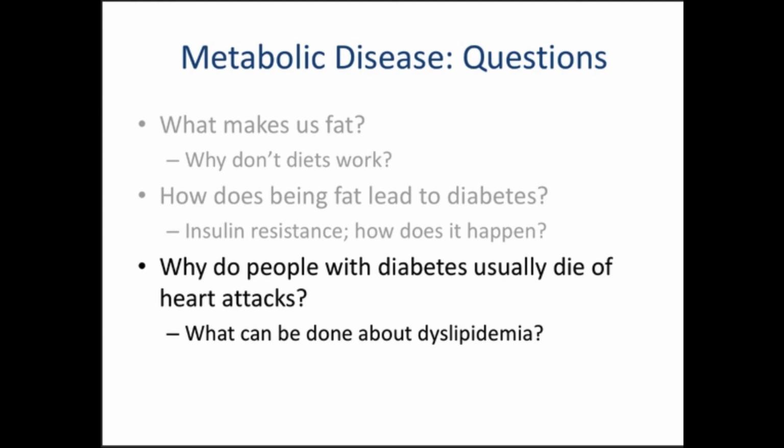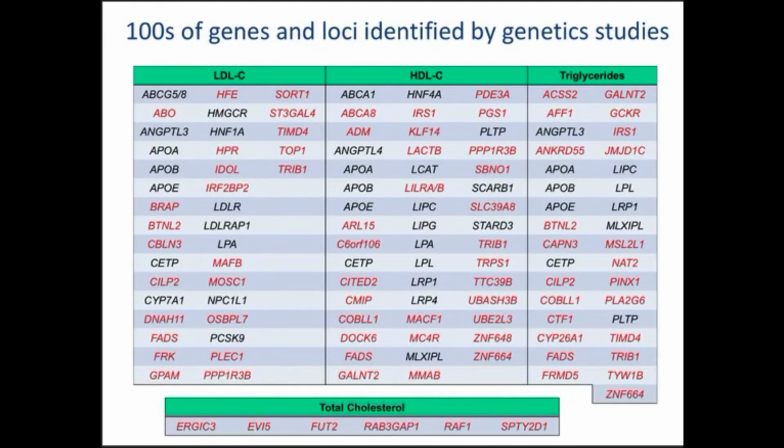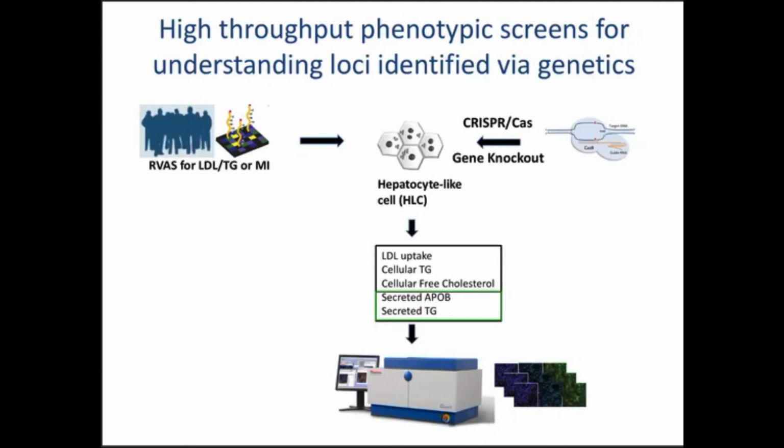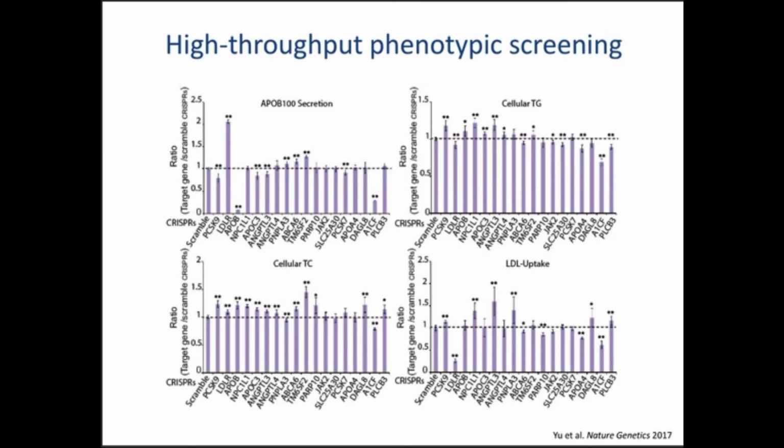Why do you usually die of a heart attack? What can be done about dyslipidemia? Here's the daunting list that faces us. After looking at 300,000 people, we have hundreds of genes that are associated with lipid changes in individuals and linked to heart disease. So as a simple scientist, you're like, how am I going to do anything with it? Well, again, these stem cell models are really powerful. By using CRISPR-Cas gene knockout technology in our hepatocyte-like cells, we set up high-throughput screens, and we've now marched through half of the genes associated and asked what can they do in these high-throughput assays?